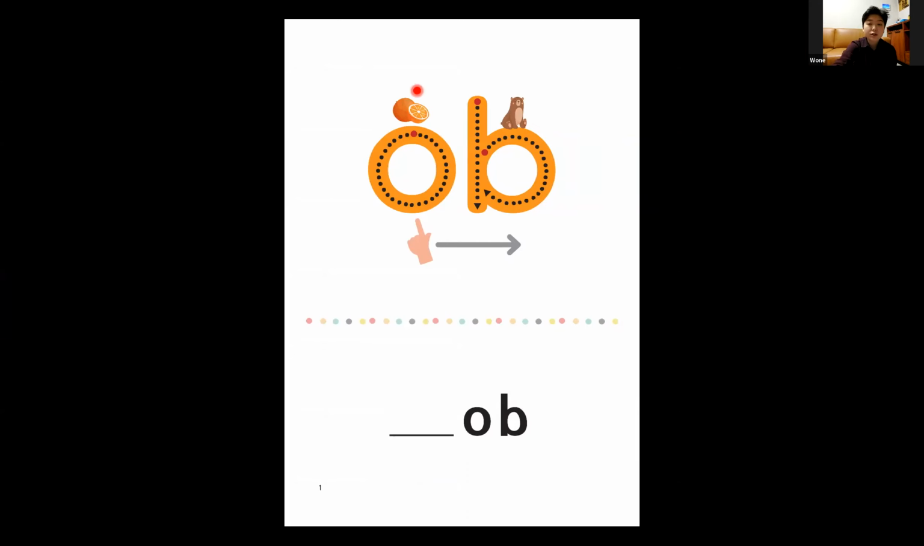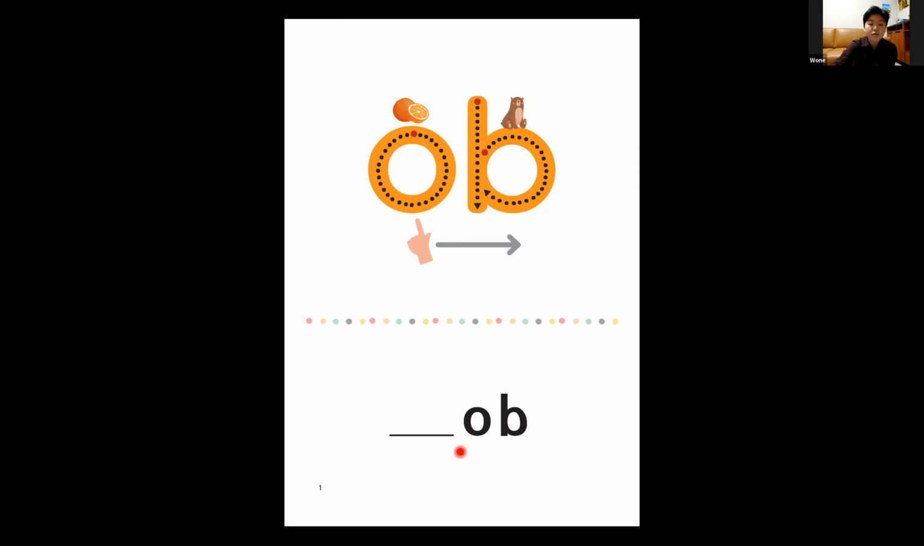What fruit do you see here? This is an orange. Orange starts with the letter O. The letter O alone makes the sound ah. What animal is this? This is a bear. Bear. B, b. Put it together. Ob.